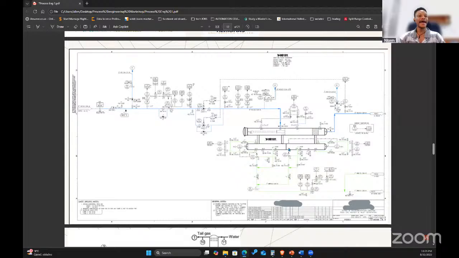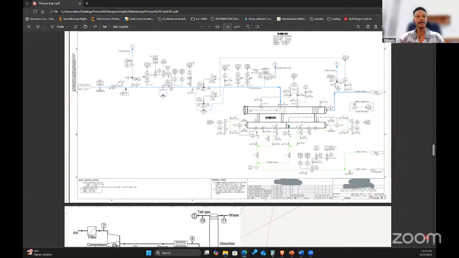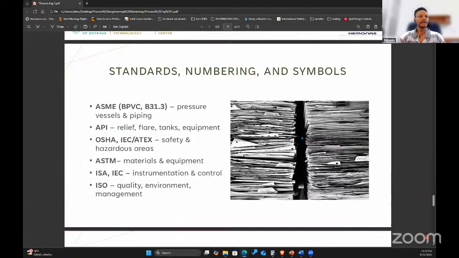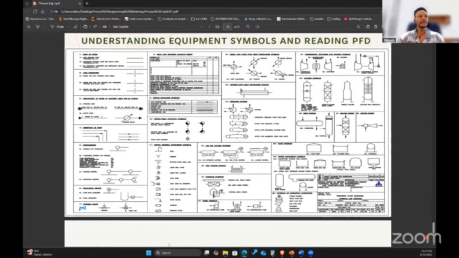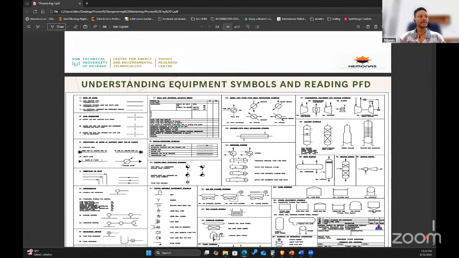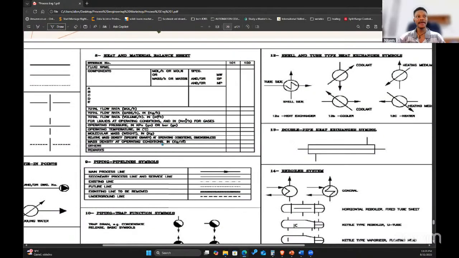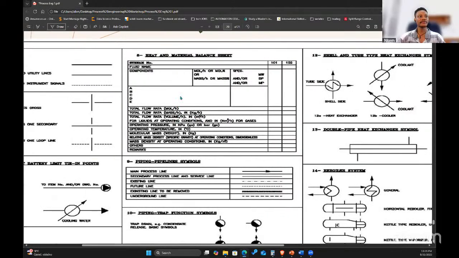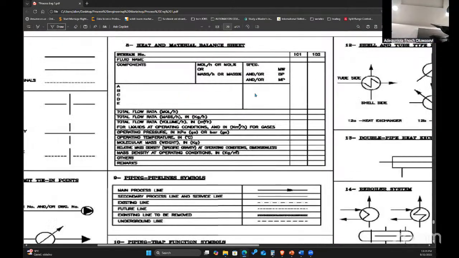Behind are the last few pages or the appendix of this document, because this document is not just one sheet. There are probably 60, 100, 200 sheets, depending on the volume of the project. In the appendix of the sheet, you find the material balance, material and energy balance information. Only the PFD has this information. The P&ID does not have the heat and material balance sheet.